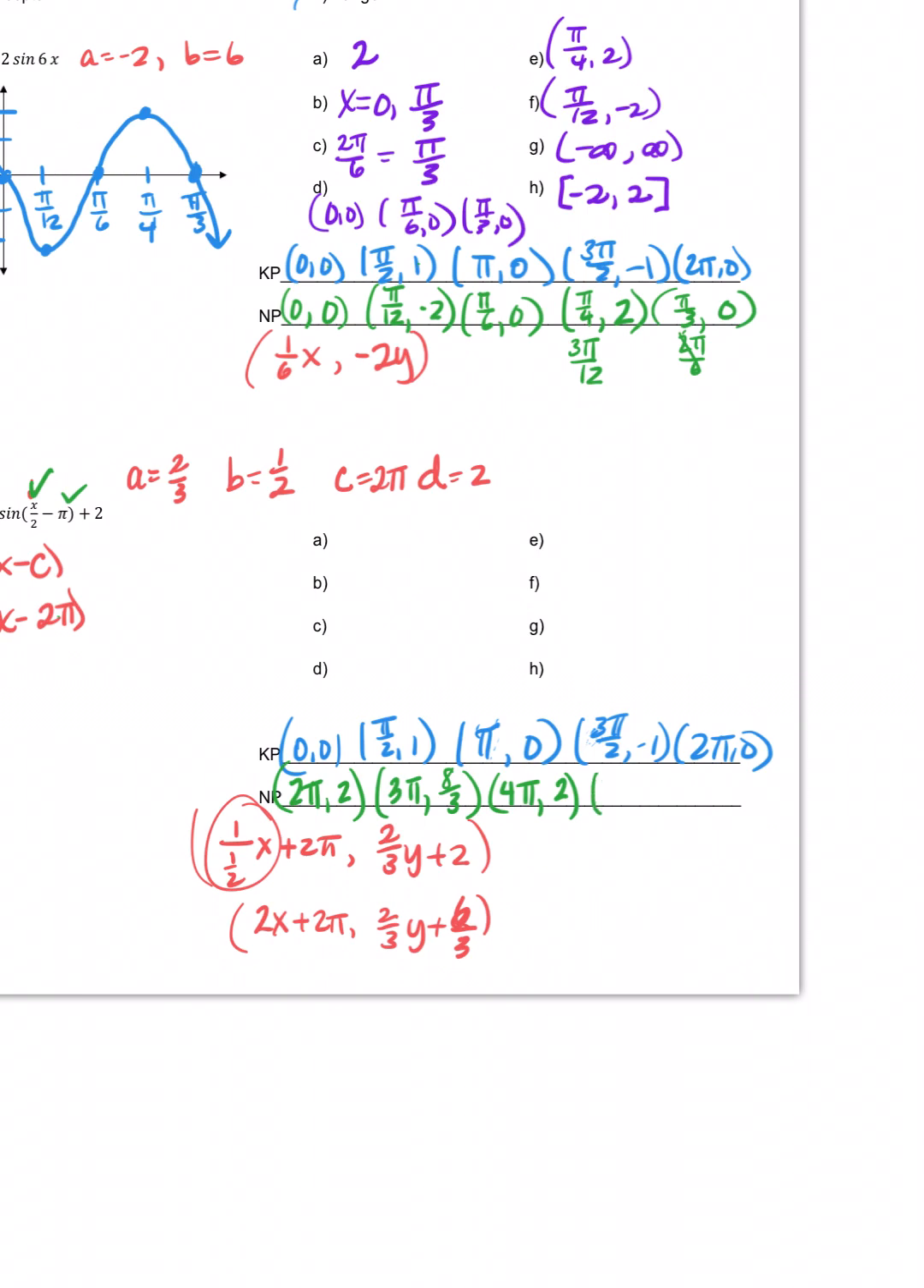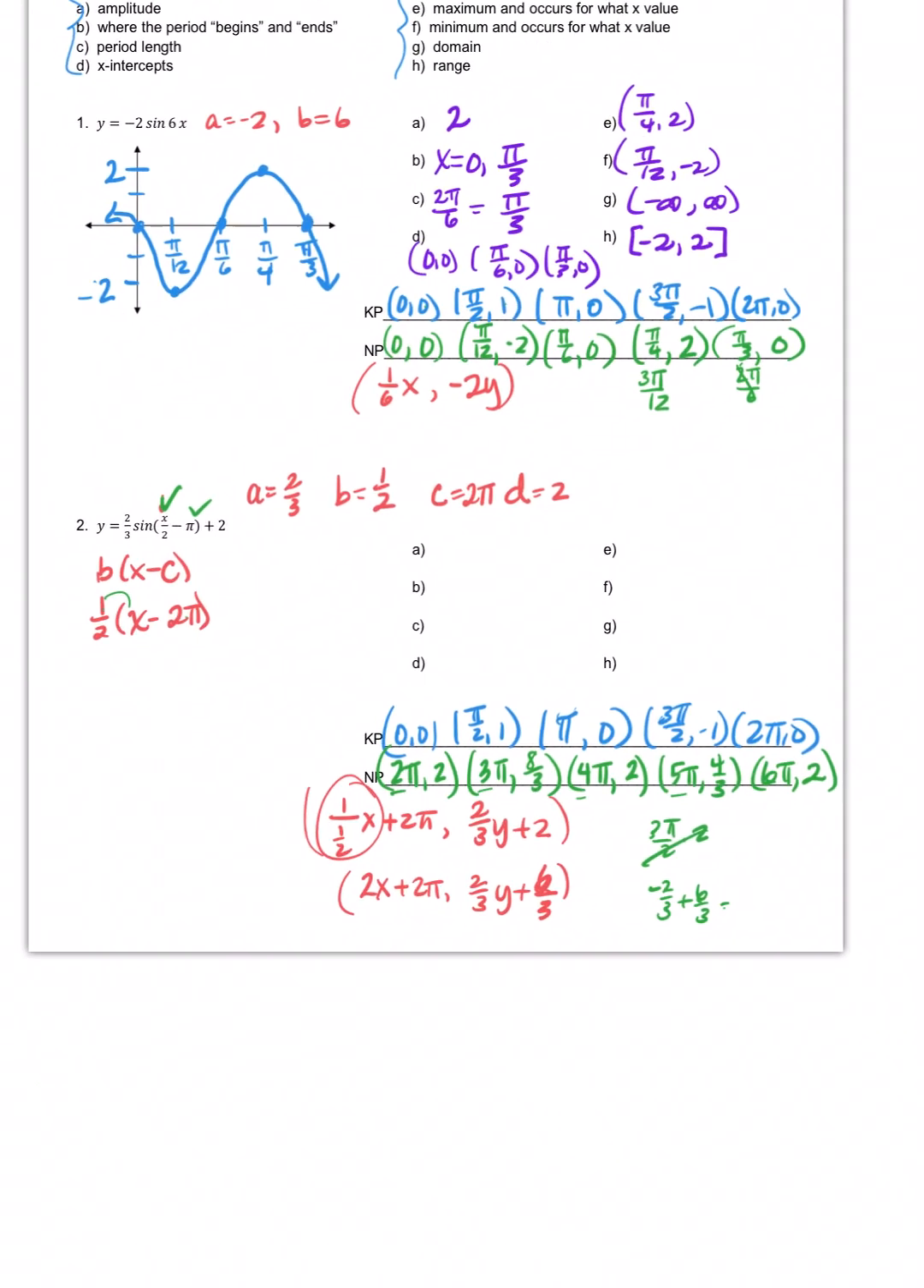3/2 times 2, 3 pi over 2 times 2. This gives me 3 pi, plus 2 more pi is 5 pi. -1 times -2/3 is -2/3 plus 6/3, which is 4/3. And then it should make sense. We have 2, 3, 4, 5. This one should be 6 pi. 0 times 2/3 is 0, plus 2 is 2.